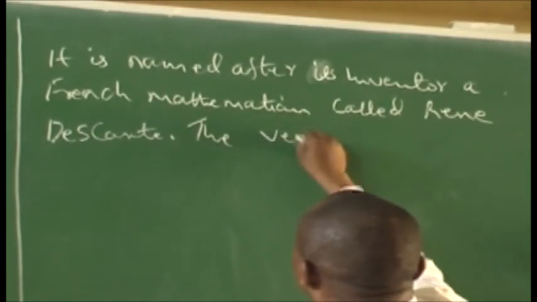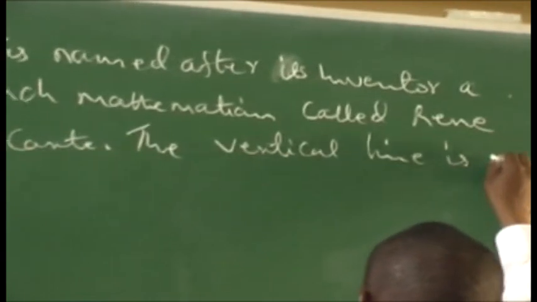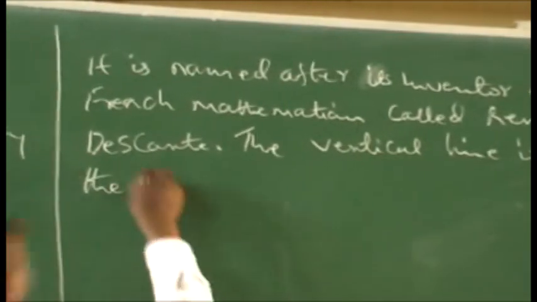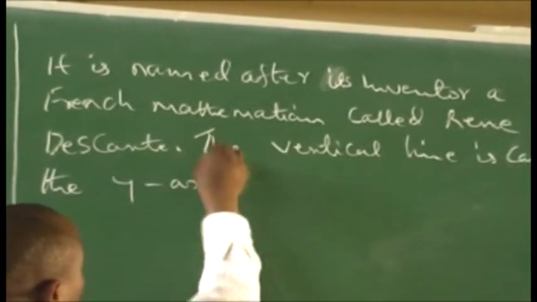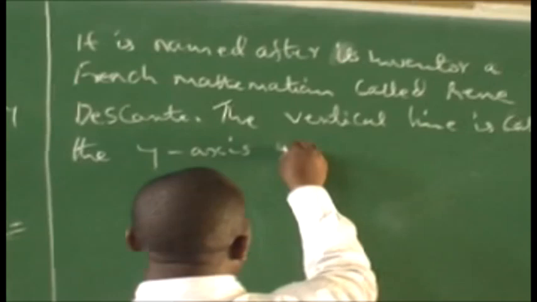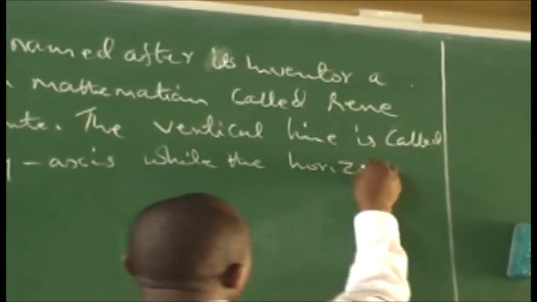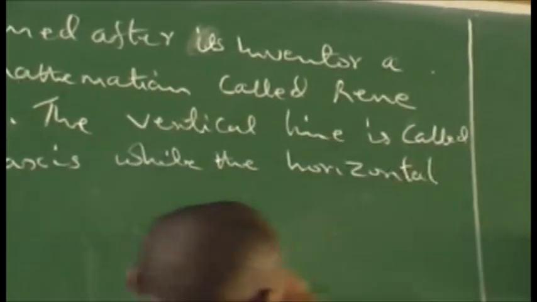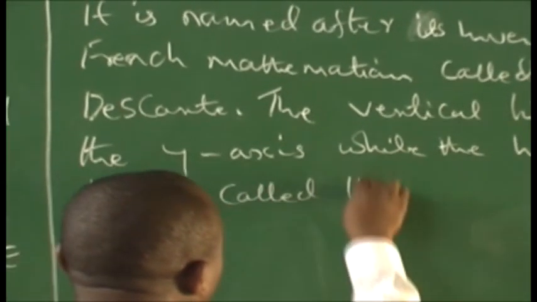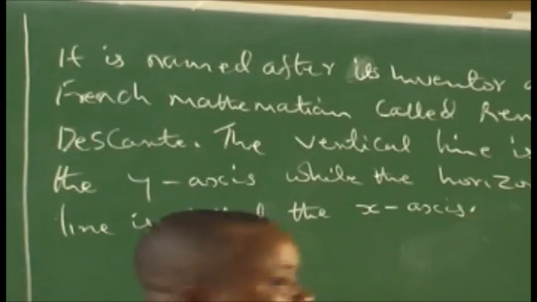The vertical line is called the y-axis, or you can call it the coordinates, while the horizontal line is called the x-axis, or we can call it abscissa.